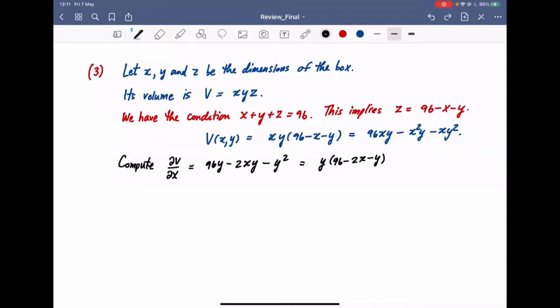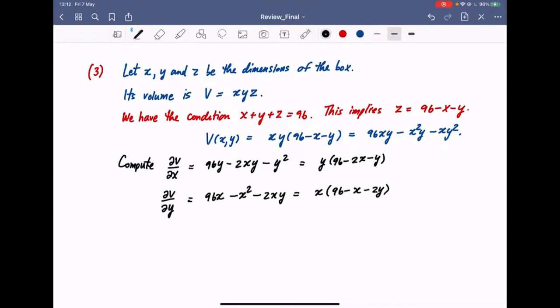This is the computation of V differentiated with respect to x. Another time, we differentiate with respect to y, and what you get is 96x minus, sorry, minus x squared y, so differentiating with respect to y you get minus x squared. And then the last term, you differentiate minus xy squared, you get minus 2xy. You simplify by pulling out x, so you get x times (96 minus x minus 2y).